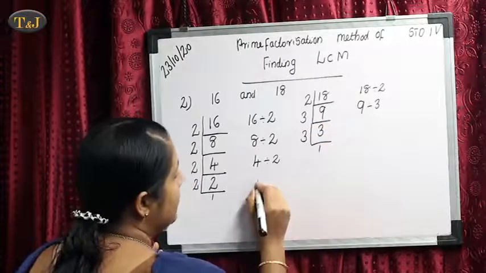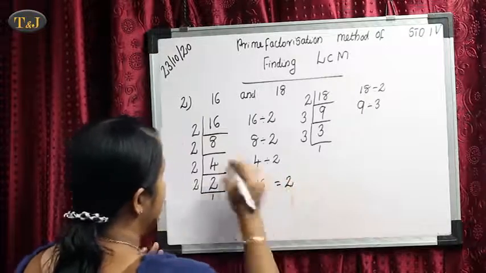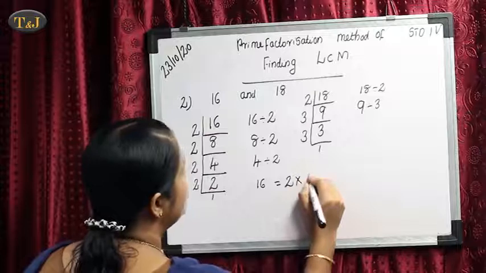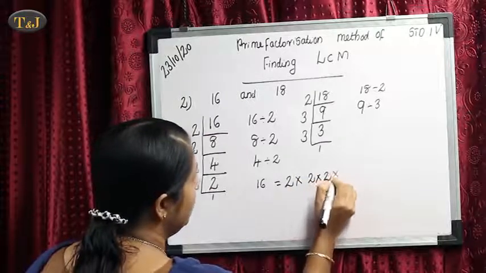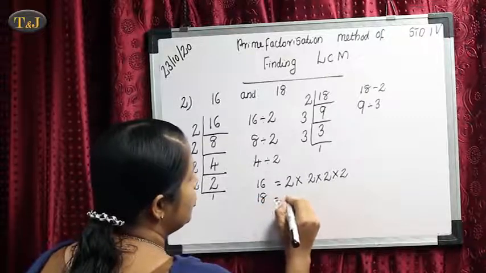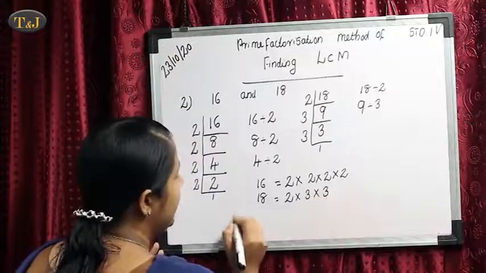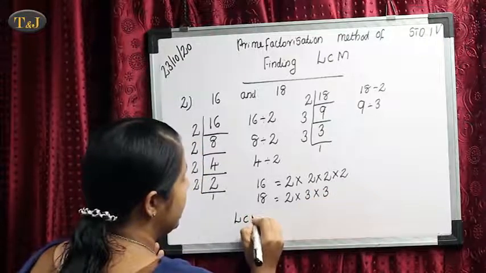Okay, so we write 16 equal these numbers. Prime factors of 16 are 2 multiply 2 multiply 2 multiply 2. Then the prime factors of 18 are 2 multiply 3 multiply 3. Okay, next we want to find out their LCM.